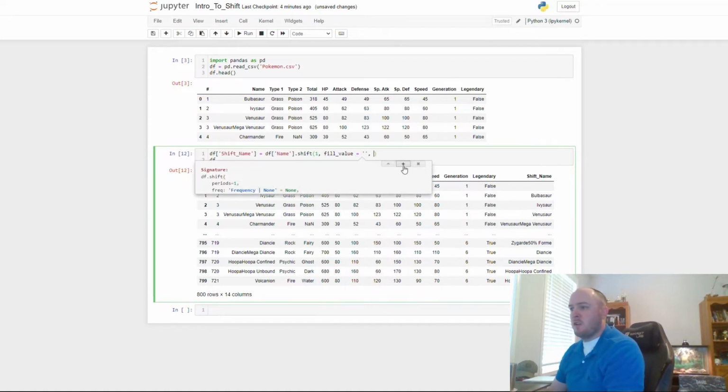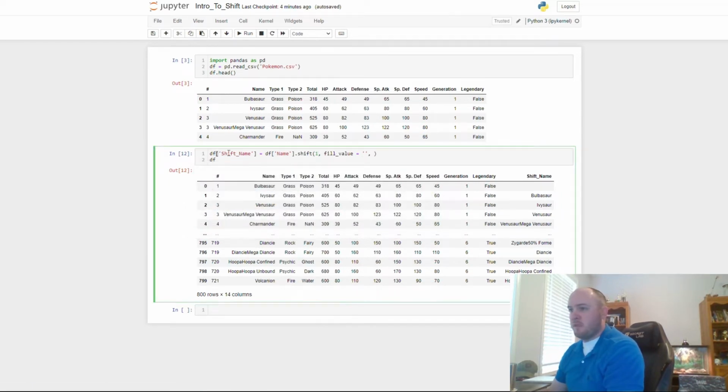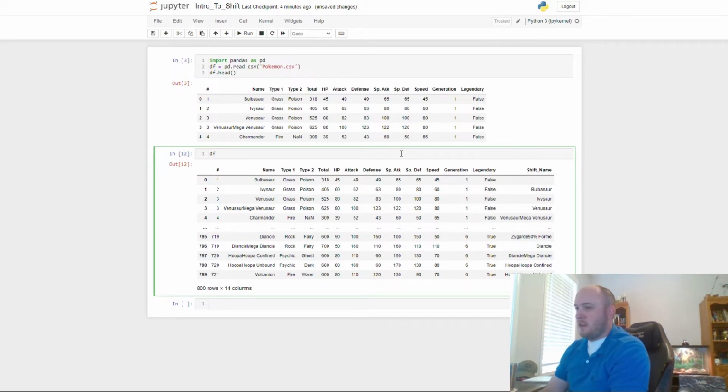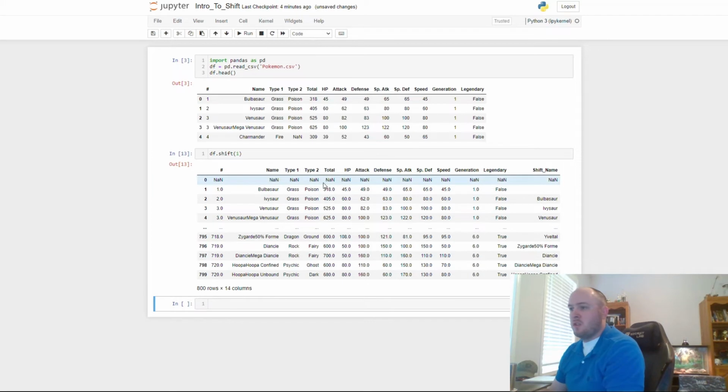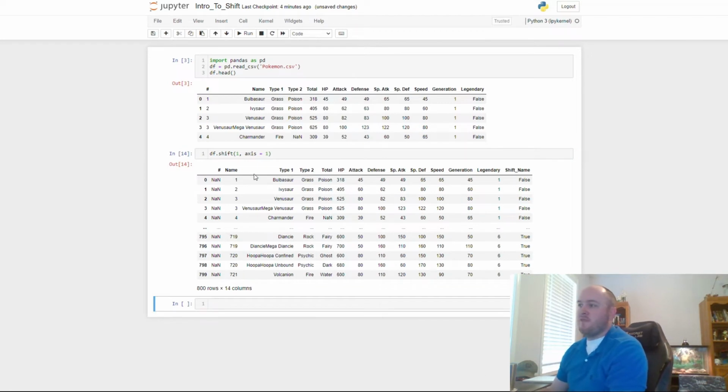And the last thing we're going to talk about is the axis. It's self-explanatory, just like it was with the original shift. You need to take out the column because we're going to be working with the entire data frame at this point. So we're going to say df.shift 1. Fine. So you can see, we need to say axis equals 1. So you can see that it shifted everything 1 to the right.